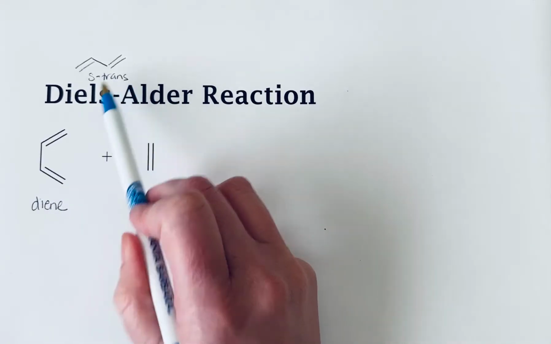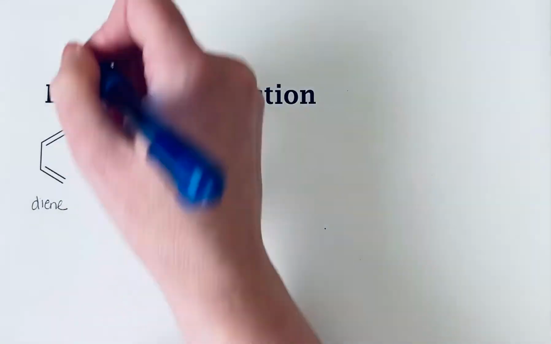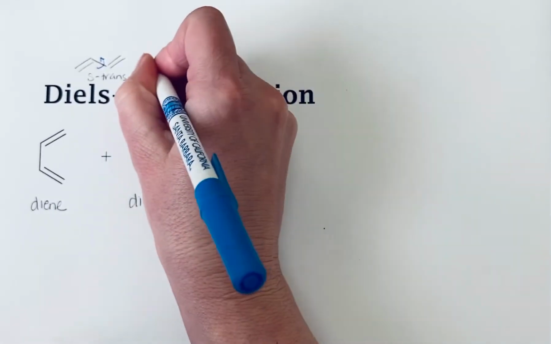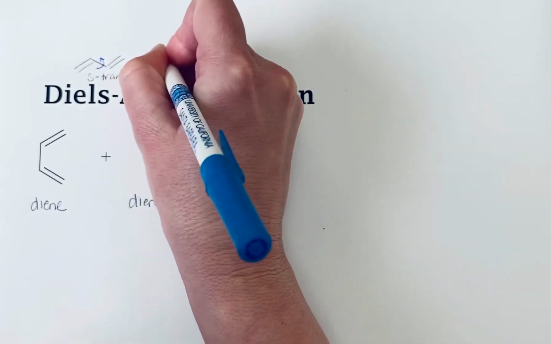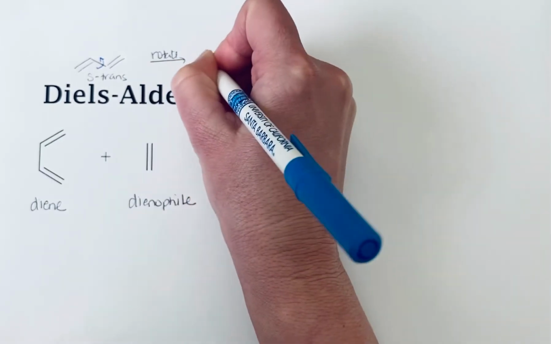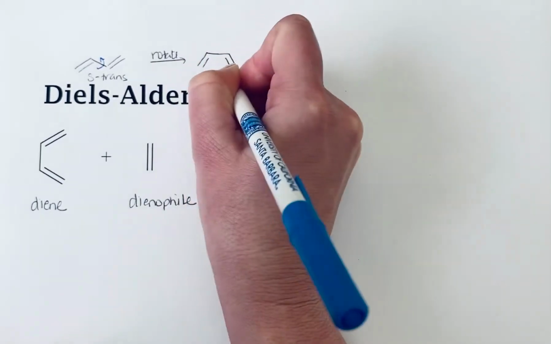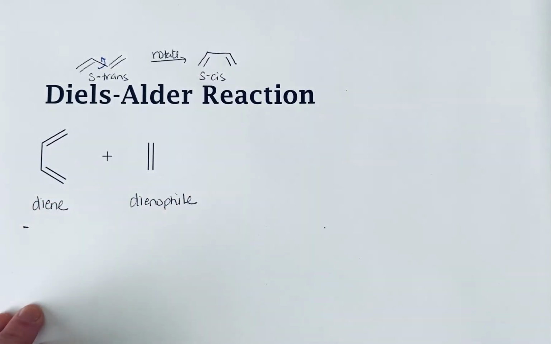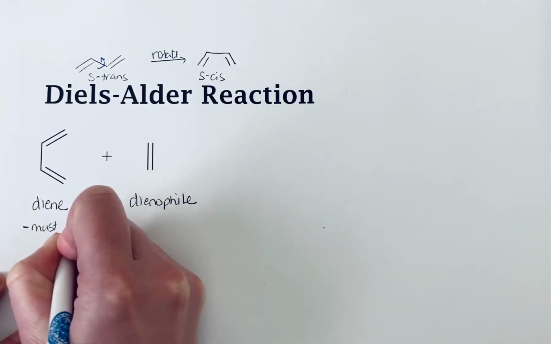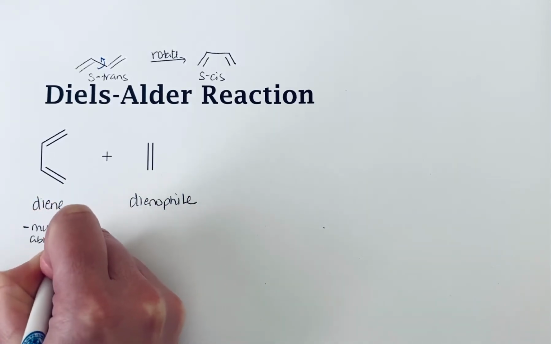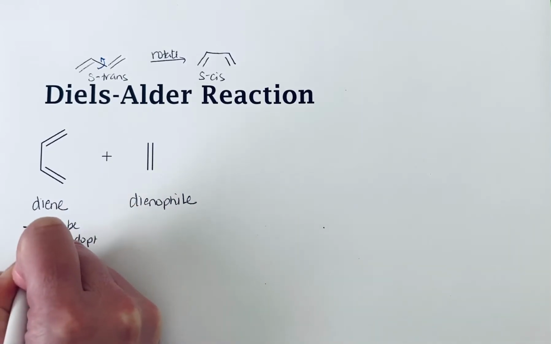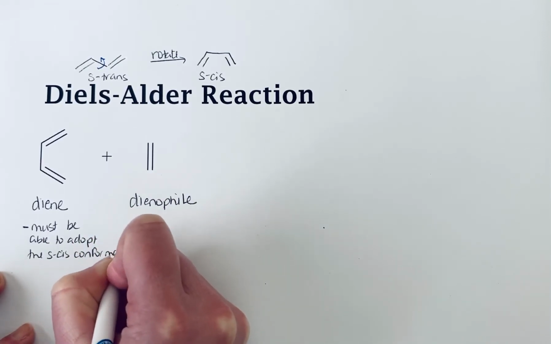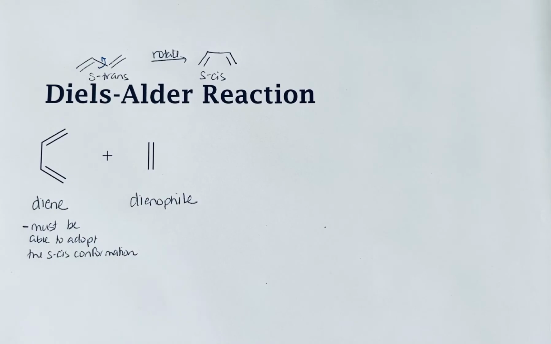But as long as your diene is able to rotate, and we have a single bond in the center of this molecule that is freely rotating, so as long as your diene is able to rotate and get into this reactive S-cis conformation, then it can undergo a Diels-Alder reaction. So that is one requirement of our diene, that it must be able to adopt the S-cis conformation. And that's really the big restriction on our diene.